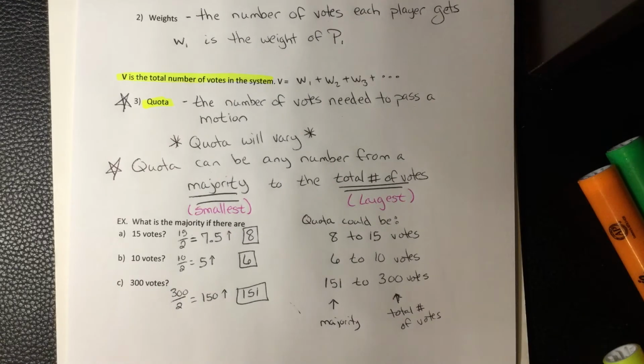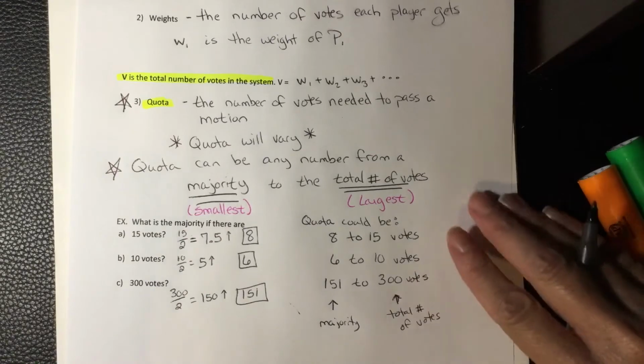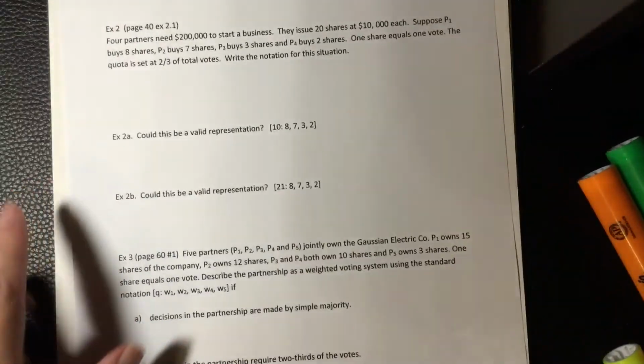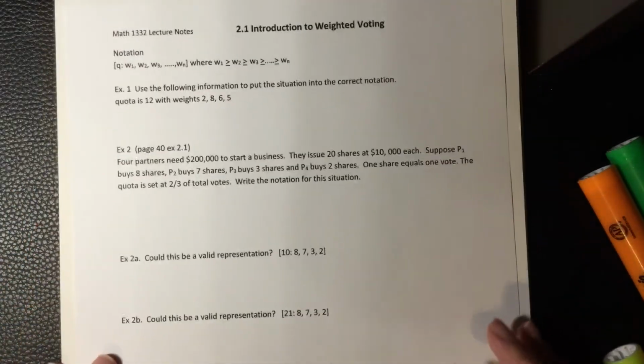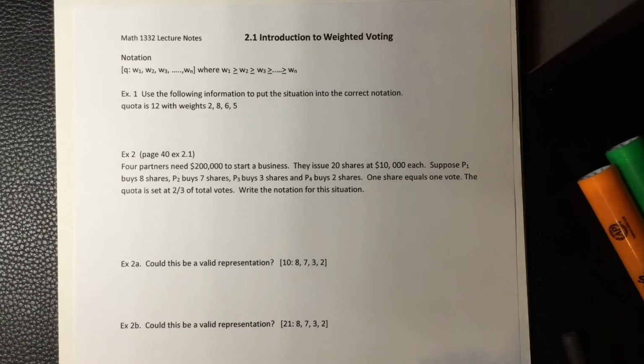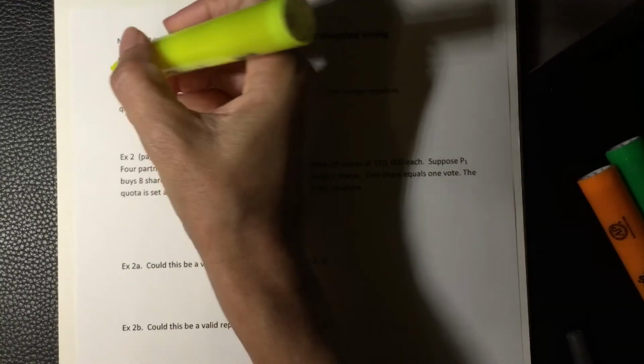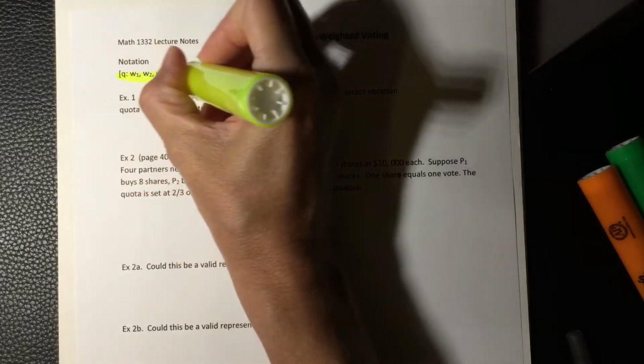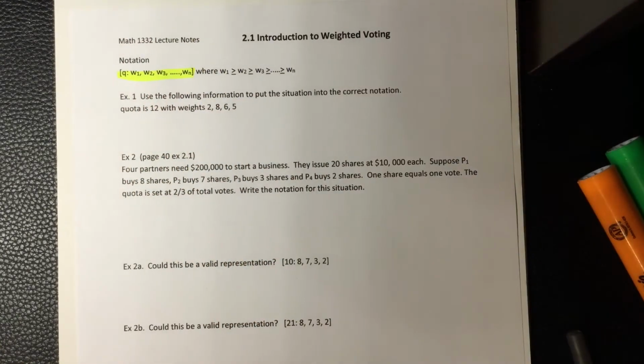All right, so let's look at the second page. So we've got some notation to make writing this a little bit easier. All right, so here's the notation, which is more complicated than it looks. The Q is your quota, so you're going to list your quota first, and then you're going to list the weights of each of the players. So remember, weights is just number of votes. You start with the biggest and work your way down.